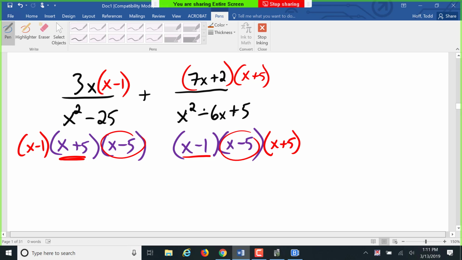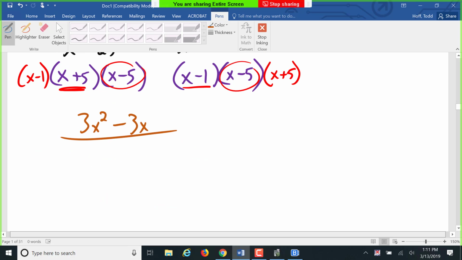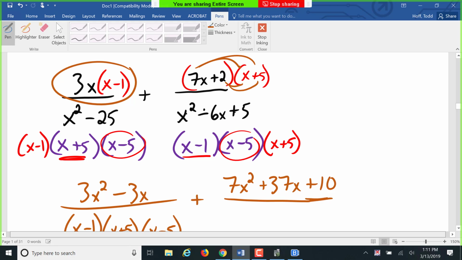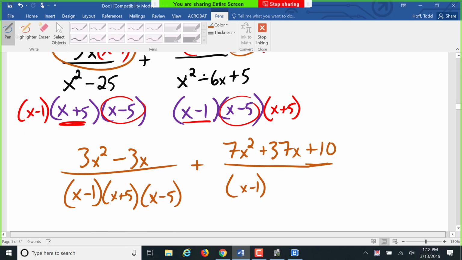Now to complete this, we actually do have to multiply this out so we can add. 3x times x minus 1 is 3x squared minus 3x, and that's going to be over x minus 1, x plus 5, x minus 5. Plus, over here, 7x plus 2 times x plus 5 is going to be 7x squared plus 37x plus 10. That's if I multiply those out doing the FOIL. And on bottom, it's still going to be x minus 1, x plus 5, x minus 5.